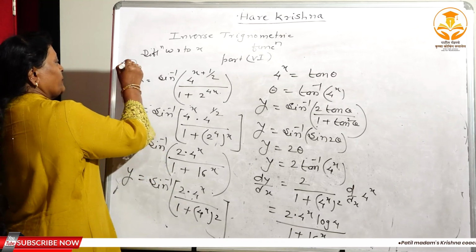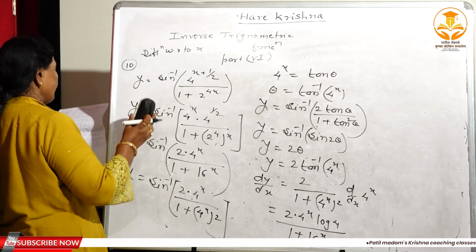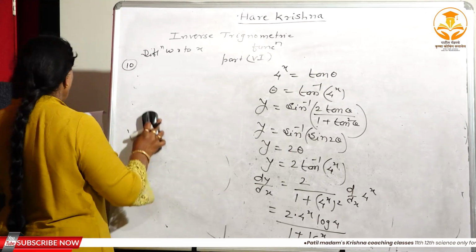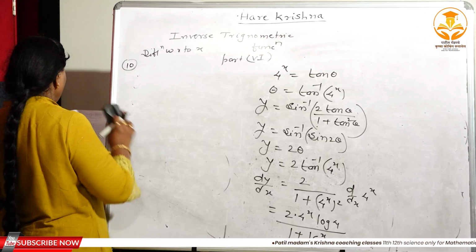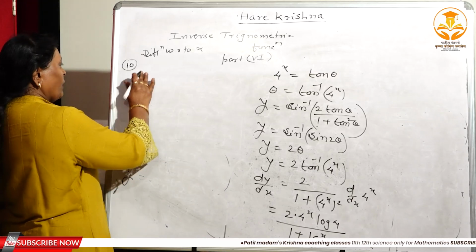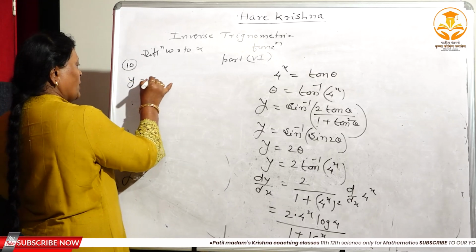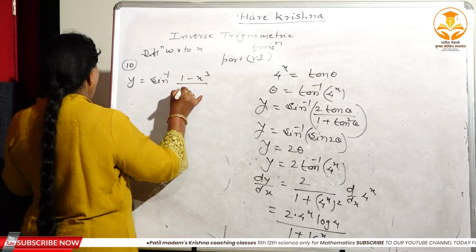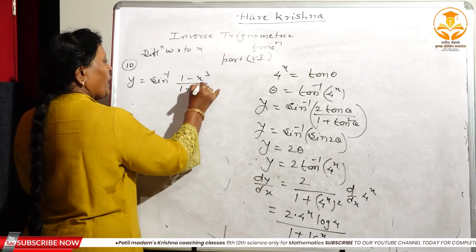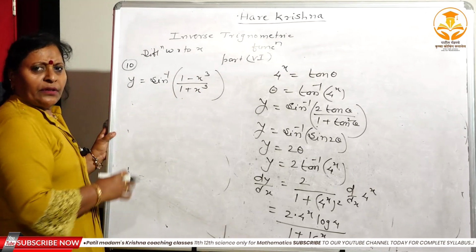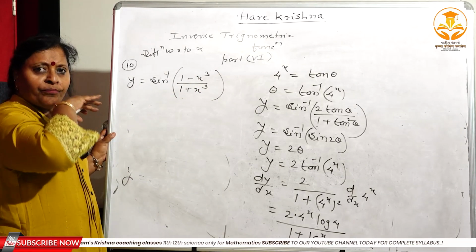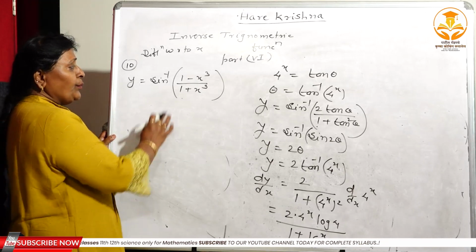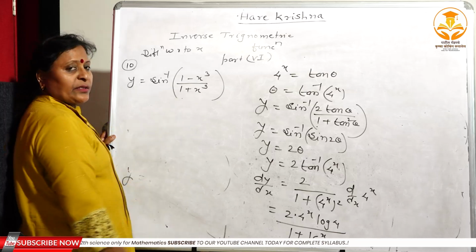Now I will take the 10th one. Here again, y is equal to sine inverse of 1 minus x cube divided by 1 plus x cube. Again the confusion. See, think about this problem. You can't get any idea, isn't it? So what can you do? 1 minus x cube, 1 plus x cube.